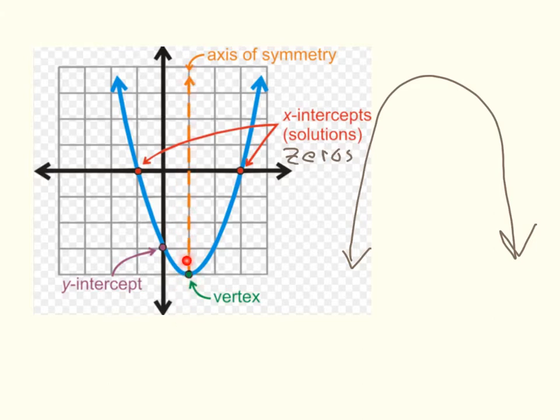The axis of symmetry, if you were to fold the parabola in half, it would be the exact same on both sides. And the vertex is either the lowest or the highest point. When it's the lowest point, we call that a minimum. And when it's the highest point, we call that the maximum. As we look at the following questions, they're going to be asking us to identify these different parts of the graph. So we're going to go over how to actually find them.